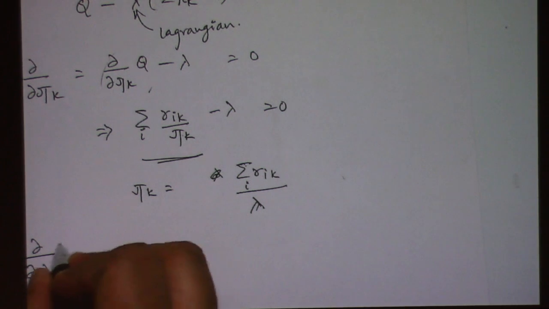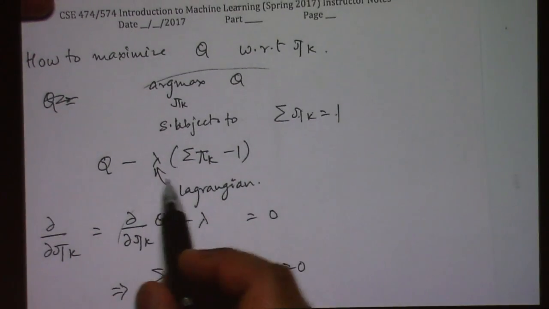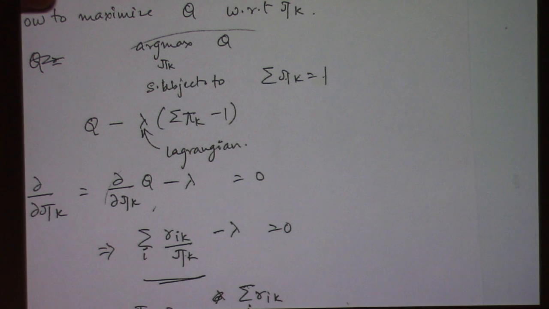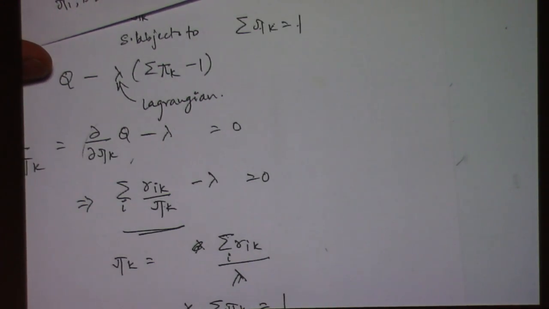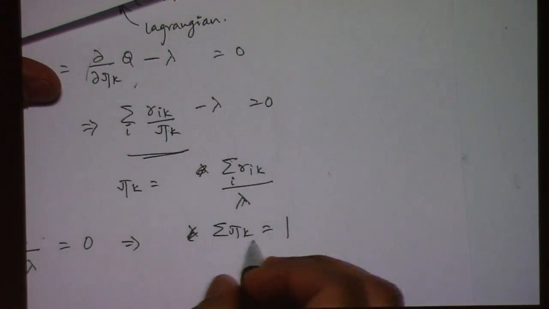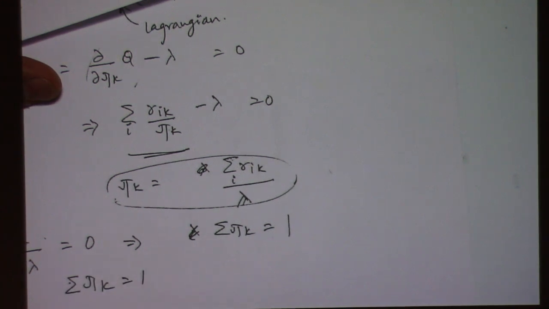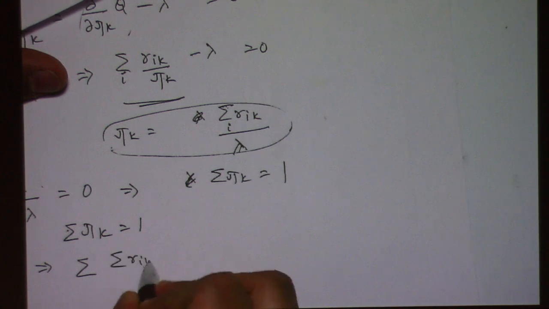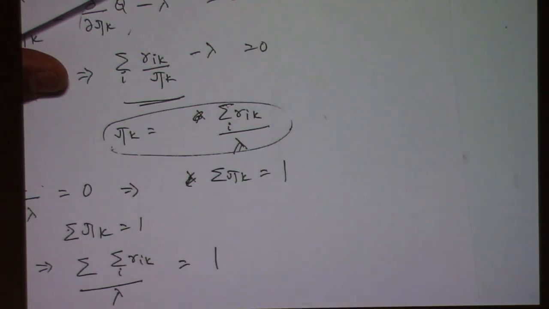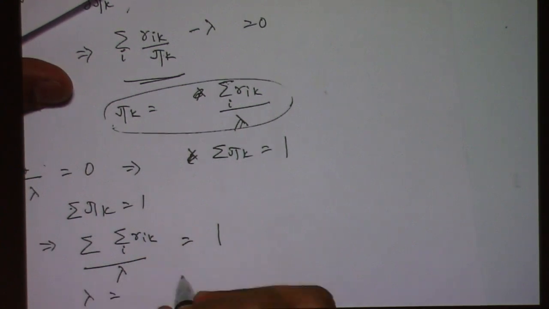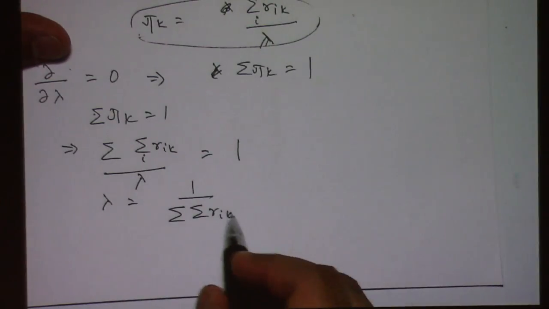So as I said, pi k can be written as summation of all riks over lambda, and now we compute the partial derivative with respect to lambda, right? And that will actually give us back our original constraint, because lambda only occurs there, which says that summation of pi k will be equal to 1. Now I can make use of both of these quantities, right? Because we know that pi k is this, so summation of pi k equal to 1 means that summation of rik over lambda is equal to 1. That means lambda is equal to summation of rik.